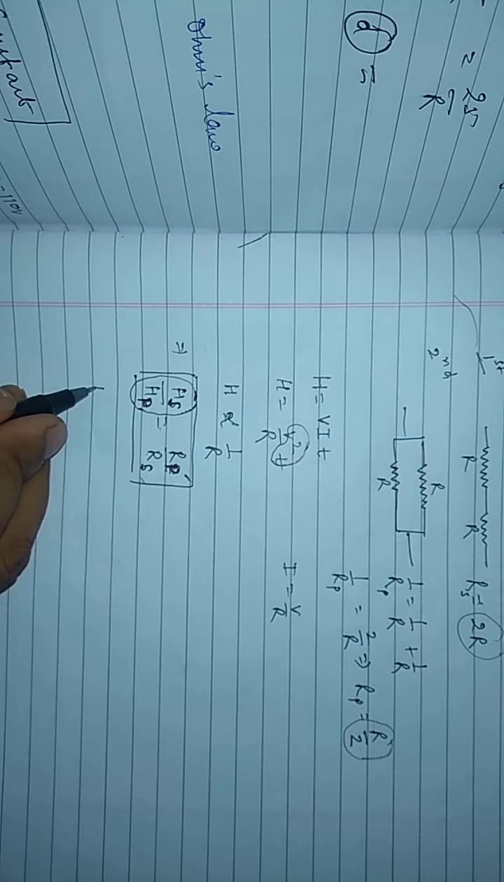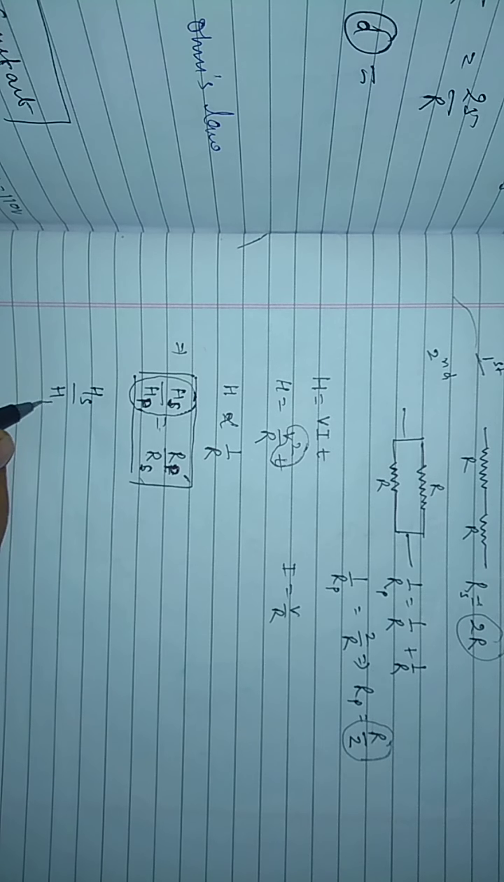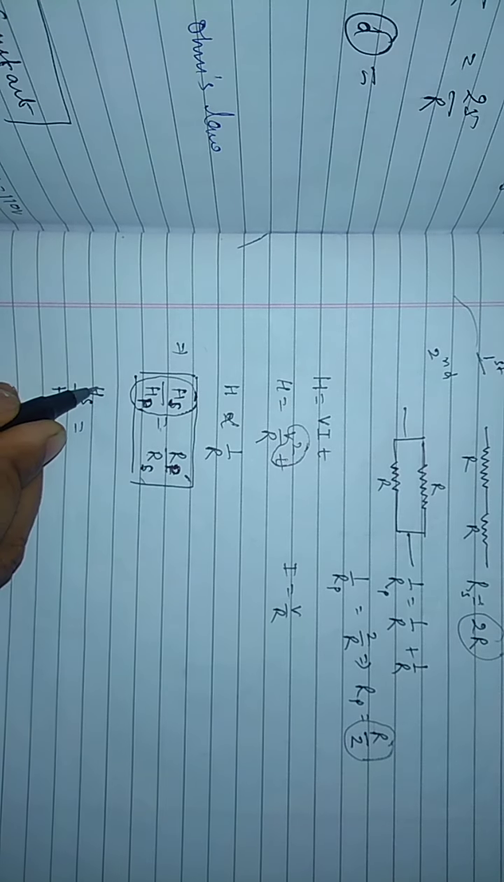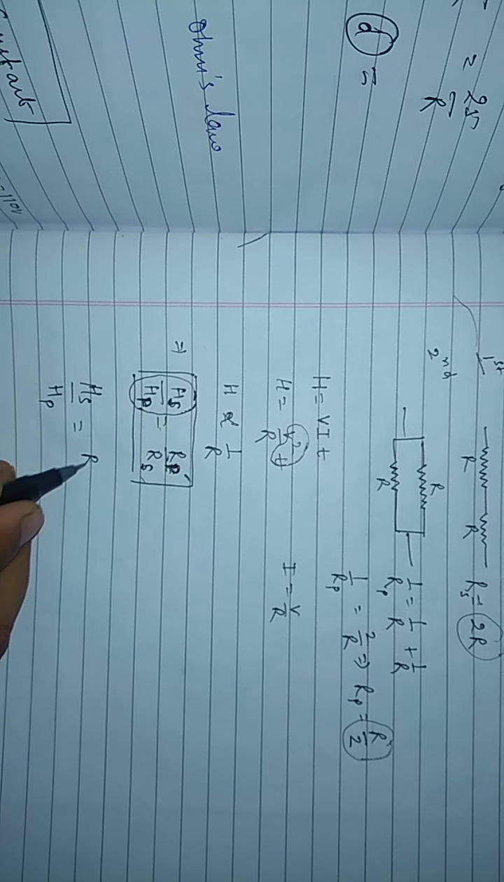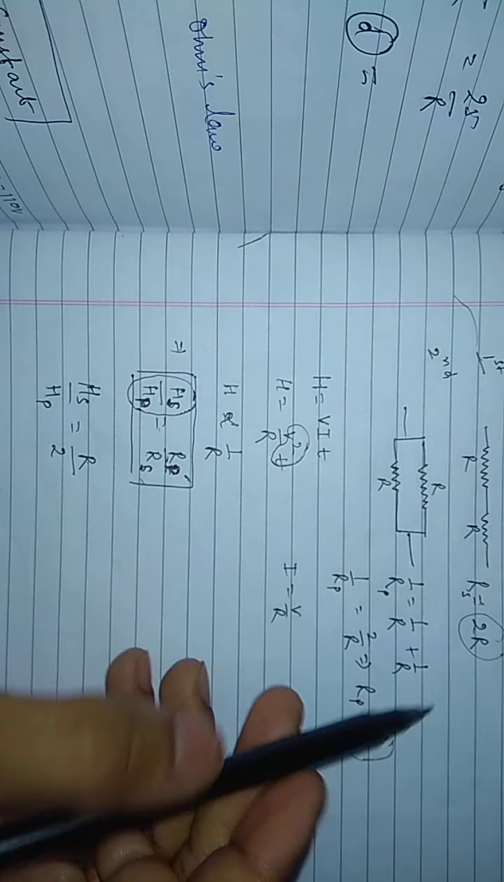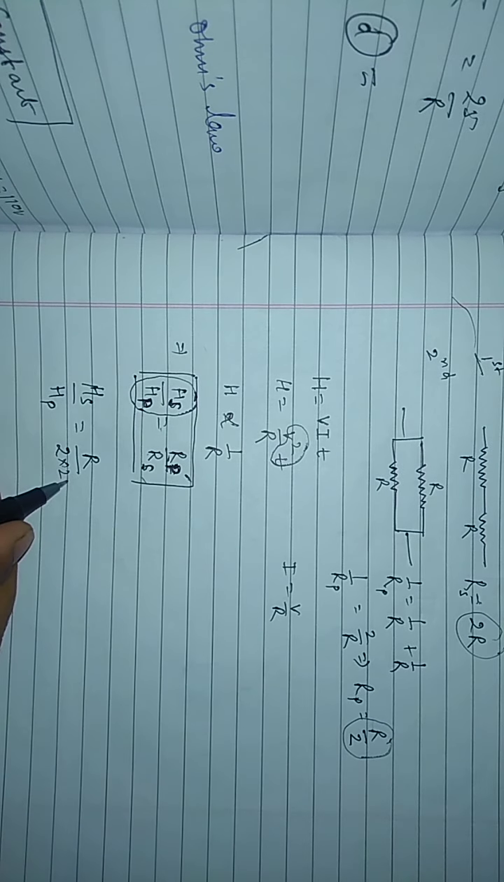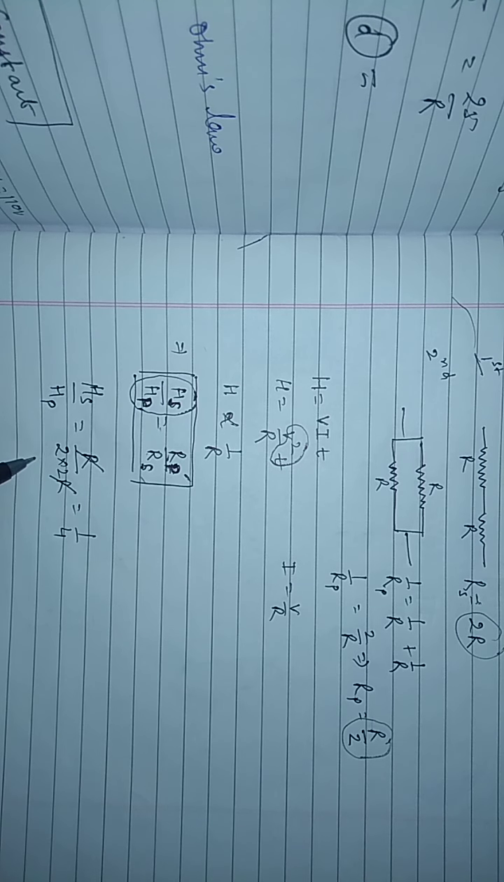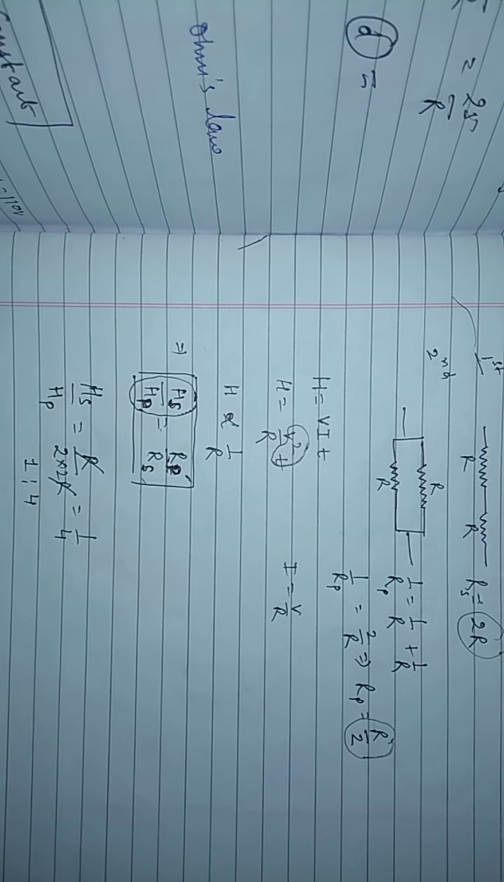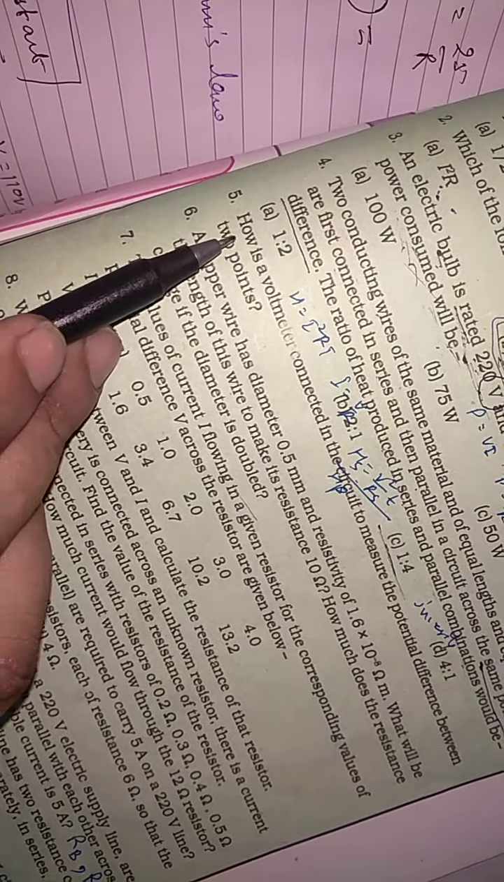Put these values. HS upon HP equals, what is RP? RP is R by 2. And what is RS? RS is 2R. Cancel out, this is 1 upon 4. Then the ratio will be 1:4. Option C is correct.